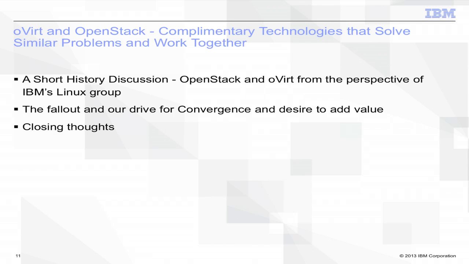So to back that up, I'm going to talk a little bit about the history of our OpenStack and oVirt development from the perspective of the Linux group within IBM, the Linux Technology Center. IBM is a big company, of course, and we're just one part of IBM. Then what happened recently, and how we reacted to the emergence of OpenStack as a major force in the industry, and a major strategic technology for IBM. And then a few closing thoughts about how technology changes can affect open source projects for good or bad, and how open source projects should react to technology changes.